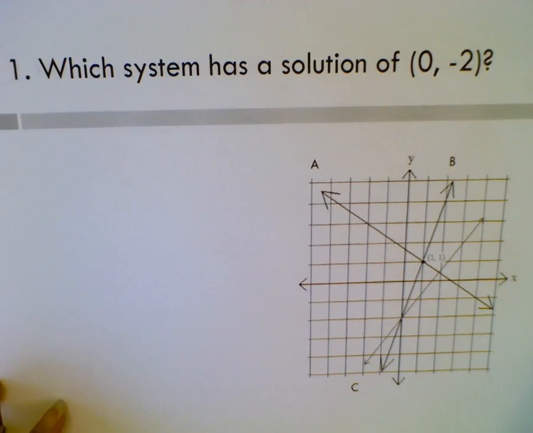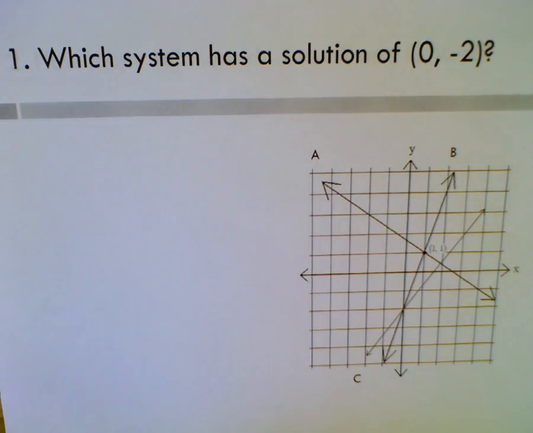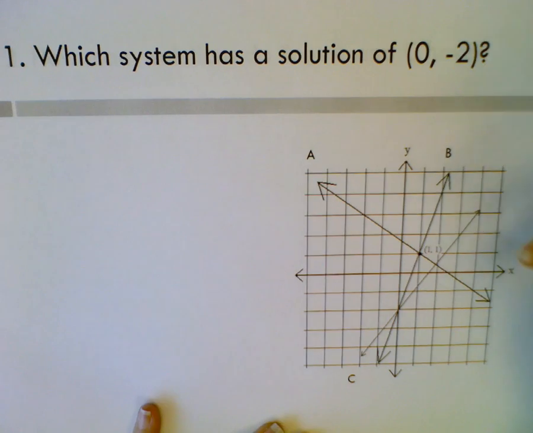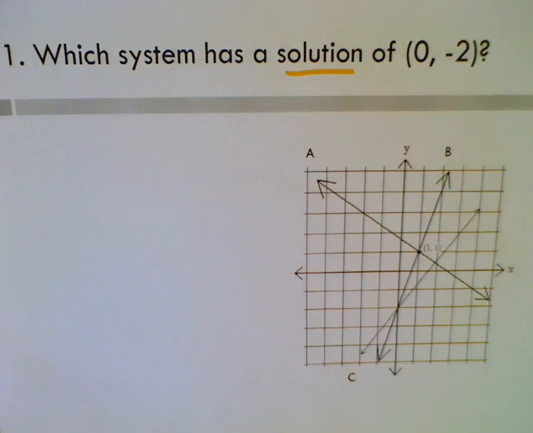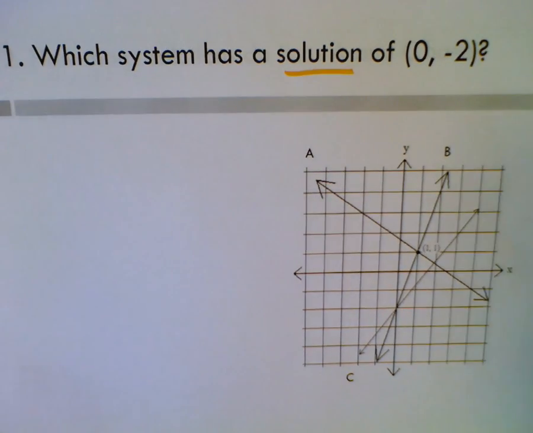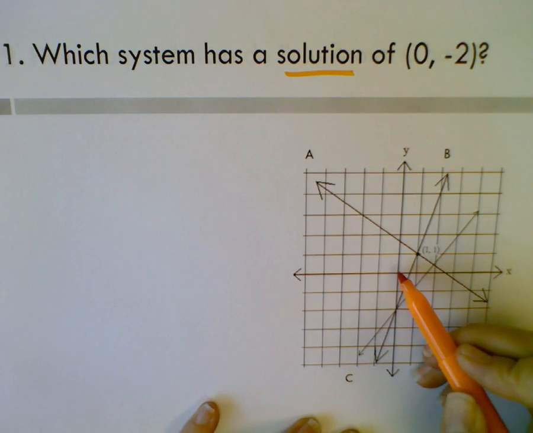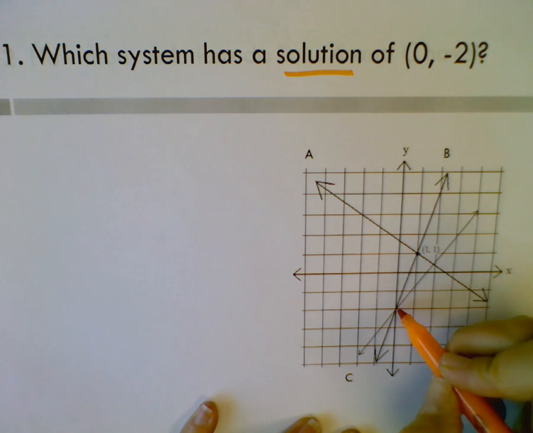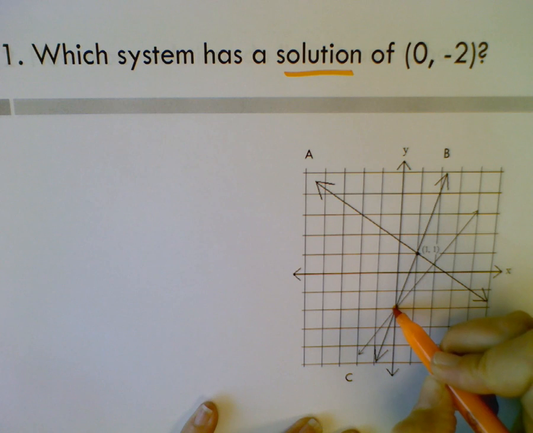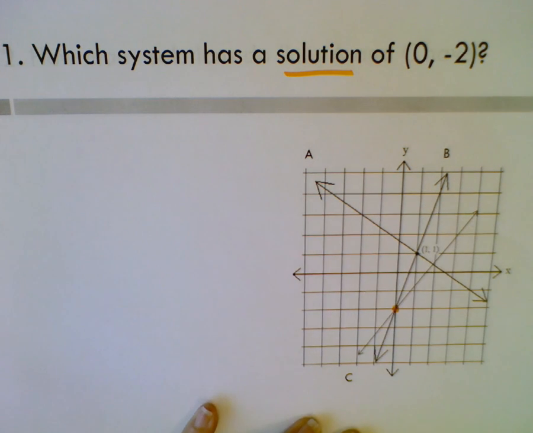Alright, so our first question today. Here we have a picture of a graph, and the question is asking us which system has a solution of (0, -2). Well, I know with a system of equations that the solution is at the point of intersection. So if I look here at (0, -2), that point is right there.